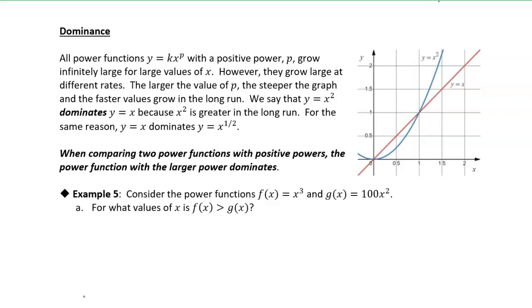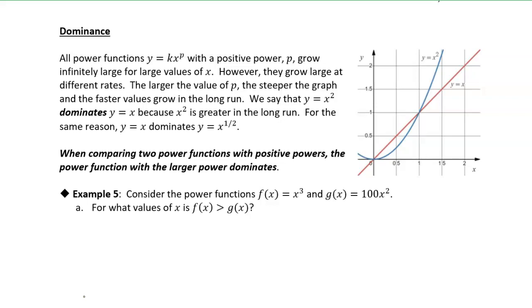So here you can see the functions y equals x and y equals x squared. Now there are values of the function where x squared is less than the values of x, right? If x is between 0 and 1, we get values of x squared that are less. But in the long run, as x gets bigger and bigger, x squared is always going to be bigger than x. All right, so we say that x squared dominates x.